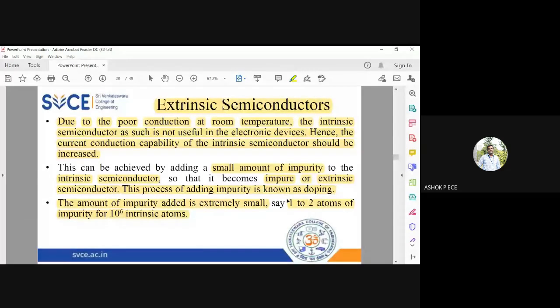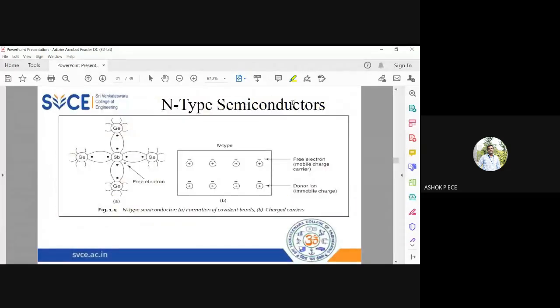So the first one is N type. I'm going to add N type impurity. N always indicates electrons. Remember, N indicates electrons. When I add N type impurity, I am going to have an excessive number of electrons.